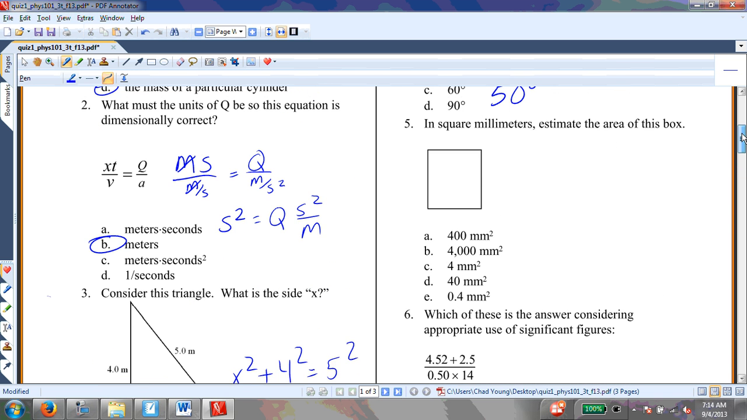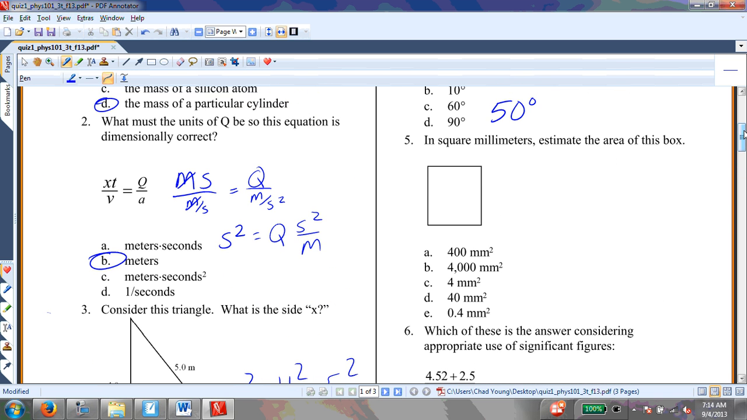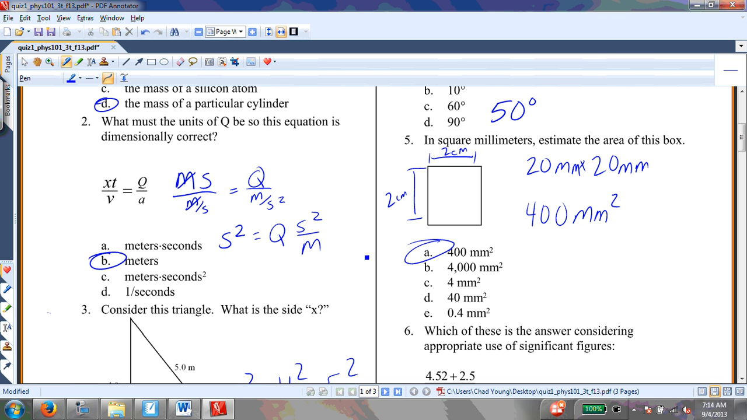In square millimeters, estimate the area of this box. If you had a ruler, you would see that this box is 2 centimeters by 2 centimeters. So that's in millimeters, 20 millimeters by 20 millimeters, which is 20 times 20, 400 square millimeters. So that's A.